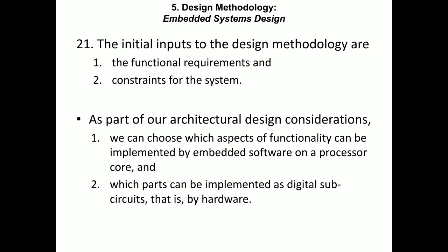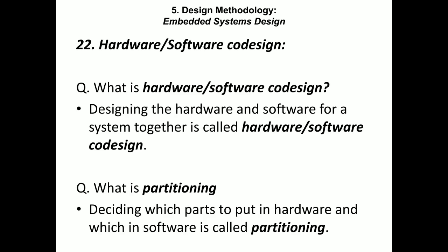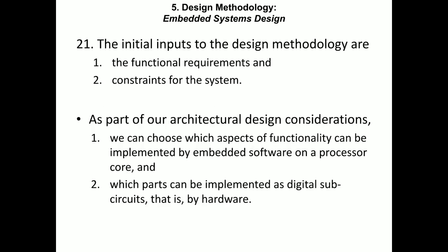The architectural design considerations are: we can choose which aspects of the functionality can be implemented by embedded software on a processor core, and which parts can be implemented as digital subcircuits, that is, by hardware. This is about embedded system design methodology. The first step is functional requirements and constraints. The next step is the architectural design, and embedded design involves hardware parts and software parts.